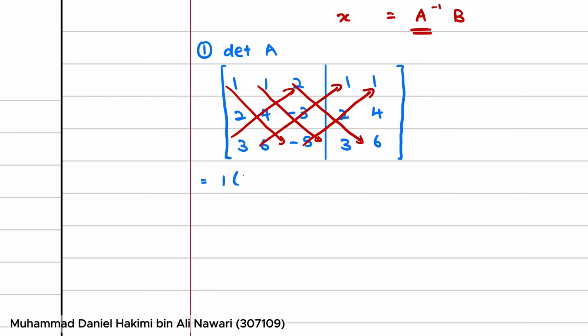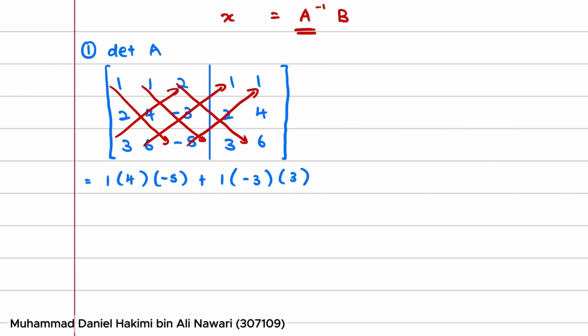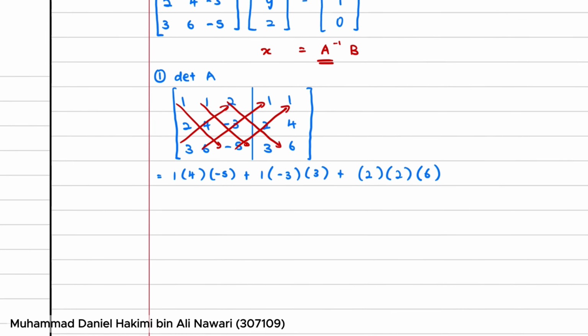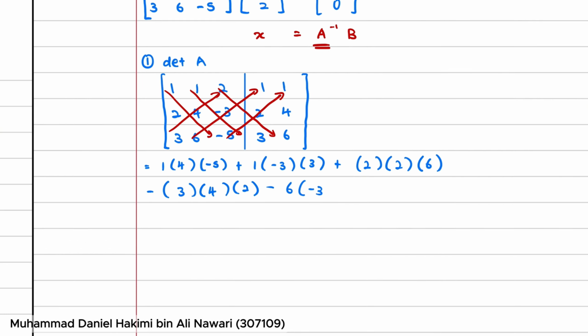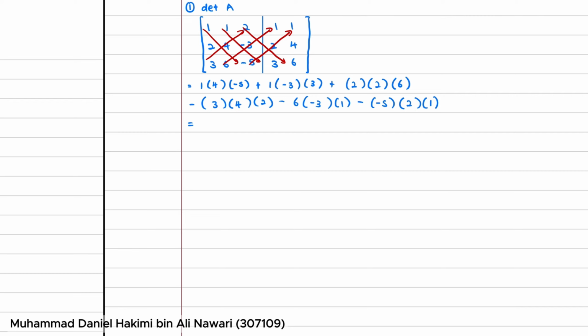So 1, 4, -5, and then you plus with the second one, 1, -3, and 3, and then you plus again with the next one, 2, 2, 6, and then you have to minus with the from down to up, which is 3, 4, 2, and then you minus with 6, -3, 1, and -5 to 1. The determinant, which is -1.